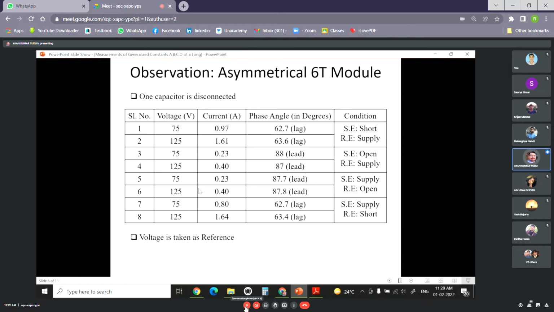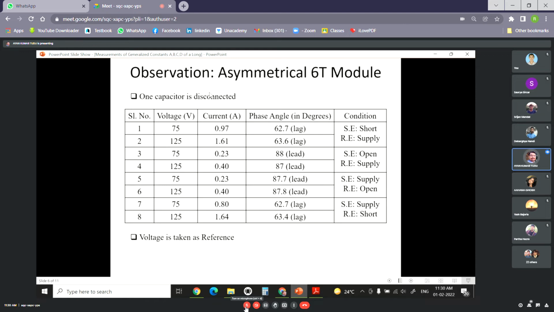Here also we will be taking the voltage as the reference, and also we'll be seeing the phase angle between the voltage and the current for each case. For each case we are taking two voltages, as I said: one at a low voltage, 75 volts, and another at a high value, around 125 volts. Okay, so what we have to do is find out the impedances, and then proceed to find out the ABCD parameters.